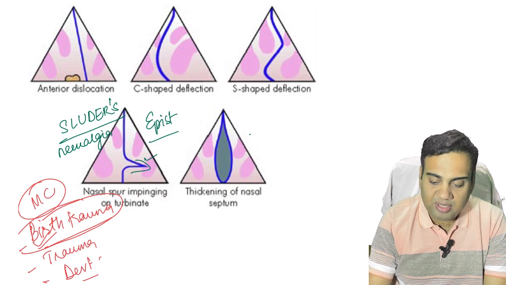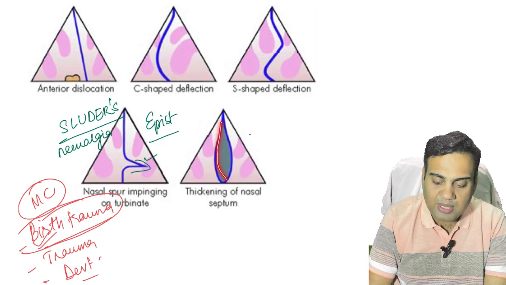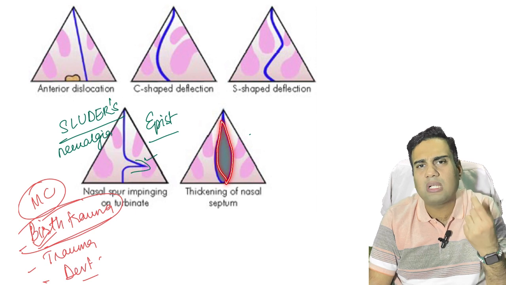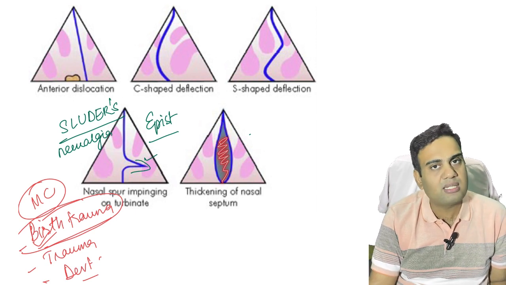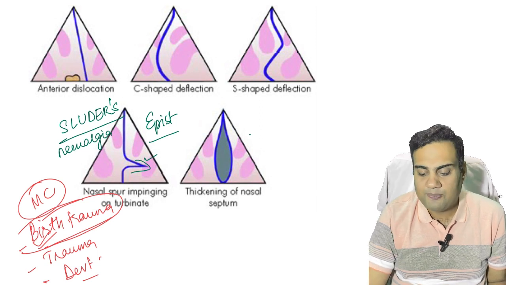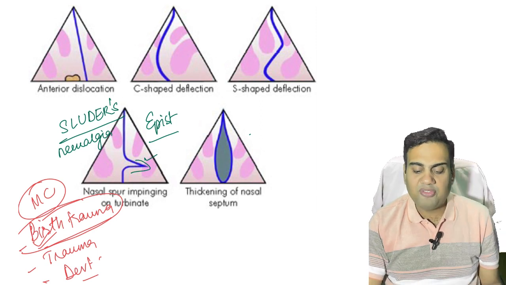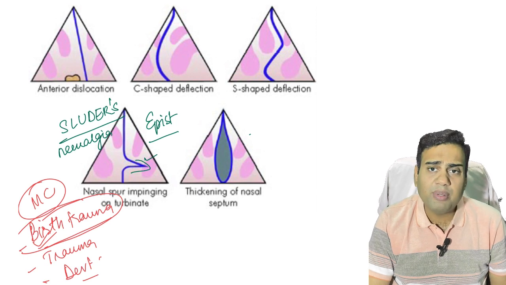Let us go to the fifth type of septum, that is the thickening of septum. So there is an overall mucosal thickening. So it's a thick septum. There is no collection over here. It is a cartilage only, but a thick cartilage. So now when you have this, how will you diagnose? What will be the complaints of the patient?